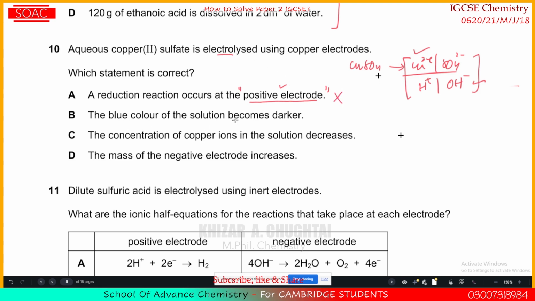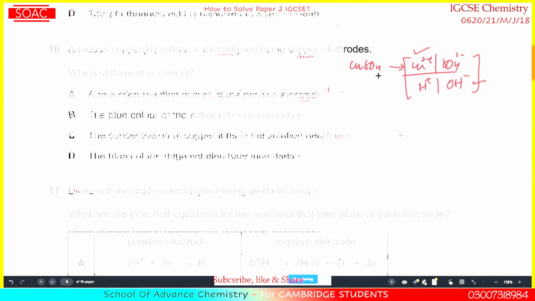The blue color of the solution becomes darker. No, with copper electrodes it will remain unchanged. So unchanged, not darker. Concentration of the copper ion in the solution decreases. No. The mass of the negative electrode increases. Yes. So D is the correct option.